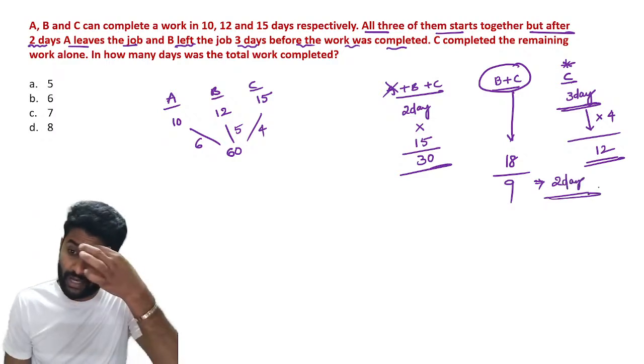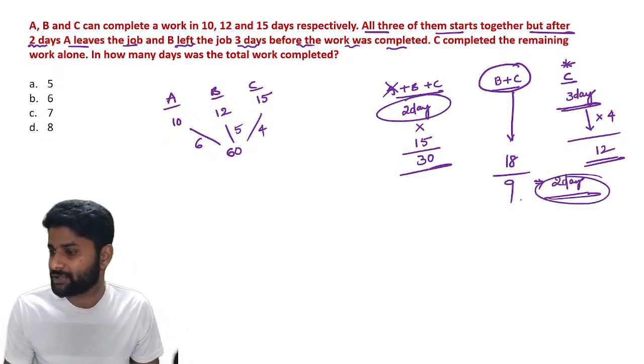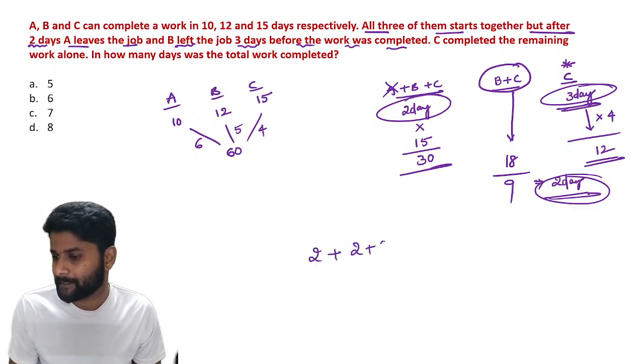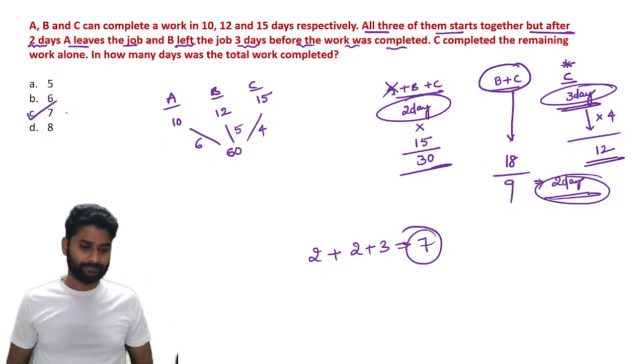Now the question: in how many days is the whole work completed? Now see, here 2 days, BC 2 days, C 3 days, 2 plus 2 plus 3. Then the whole work is completed in 7 days.